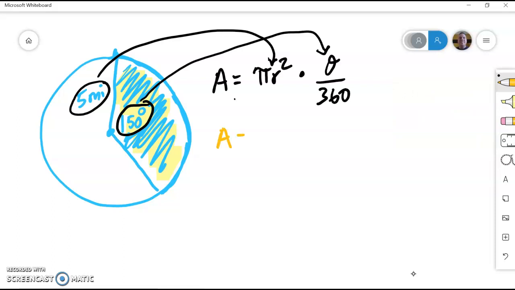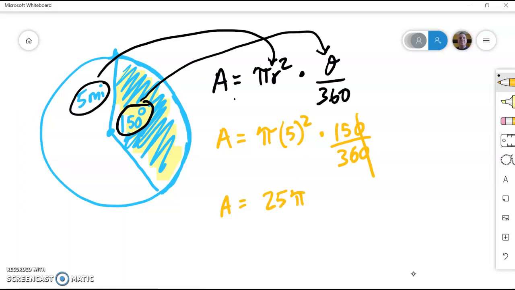So we have area equals pi times 5 squared times 150 out of 360. Right away, I can cancel those zeros out. That's just like dividing by 10. 5 squared is 25, so I'm just going to work this down a little bit. So that gives me 25 pi times, and then I think I can simplify that even more. What number can we divide 15 and 36 by? Hopefully you're thinking 3, so 15 divided by 3 is 5. 36 divided by 3 is 12, so that gives me 5 twelfths.